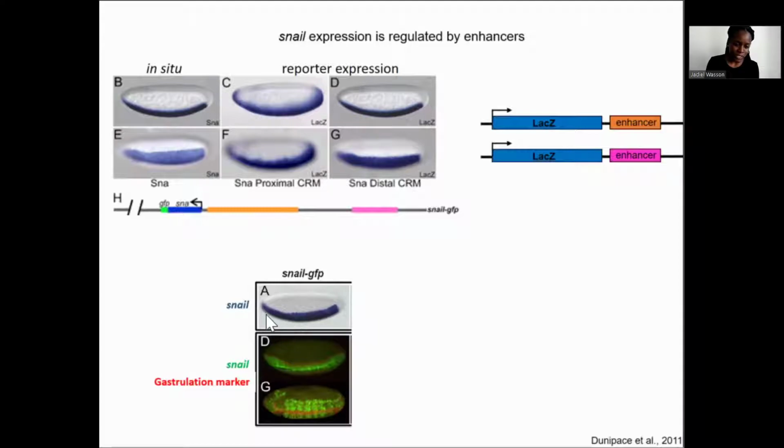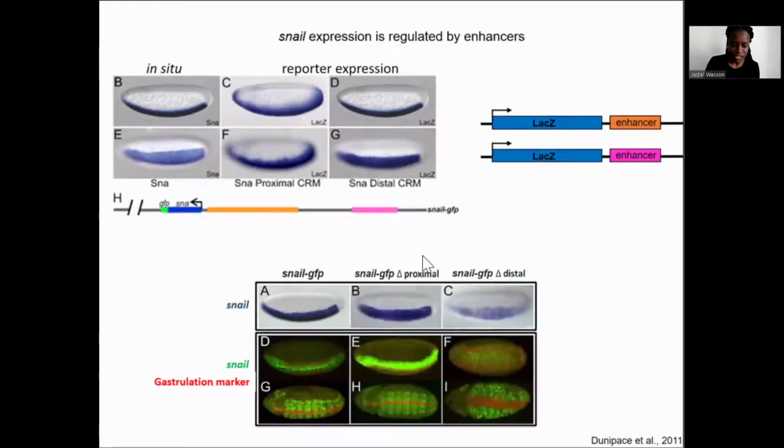So here, once again, I'm showing you in blue an in situ of snail, and down here you have snail represented in green, and then a marker of a gastrulation gene in red. You can imagine the embryo kind of closing in on itself and creating the digestive system. So when you delete either the proximal or the distal enhancer here, what you see is a defect in the expression, the localization of snail.